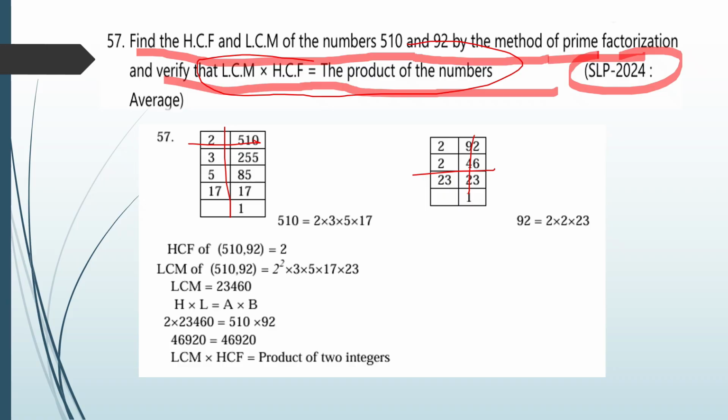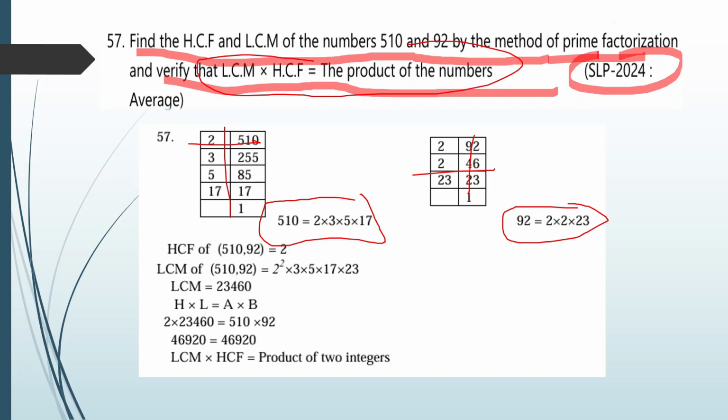So here you can see, 2 2s are 4... 2 5s are 10. So 0 you can write here. 3 8s are... 5 7s are... 17 ones are 17. So you will get the factors of 510 as 2 into 3 into 5 into 17. Then for 92, 2 4s are 8, 2 6s are 12, 2 2s are 4, 2 3s are 6, and 23 ones are 23. You can write 92 is equal to 2 into 23 as factors.